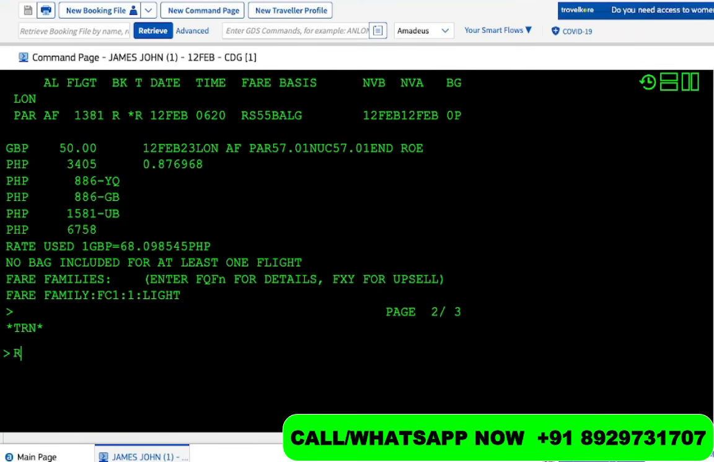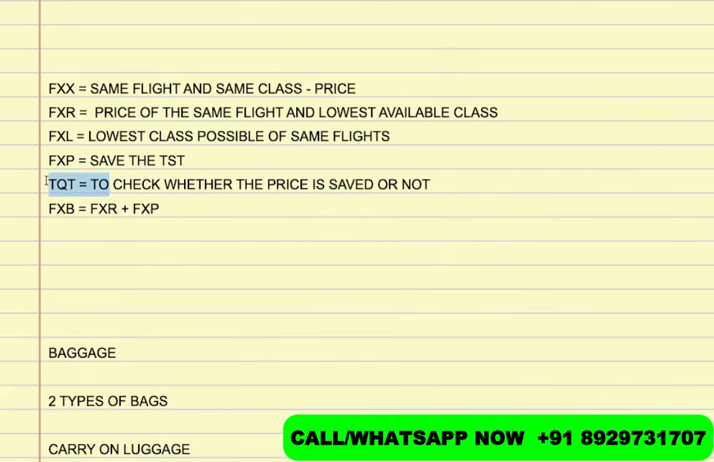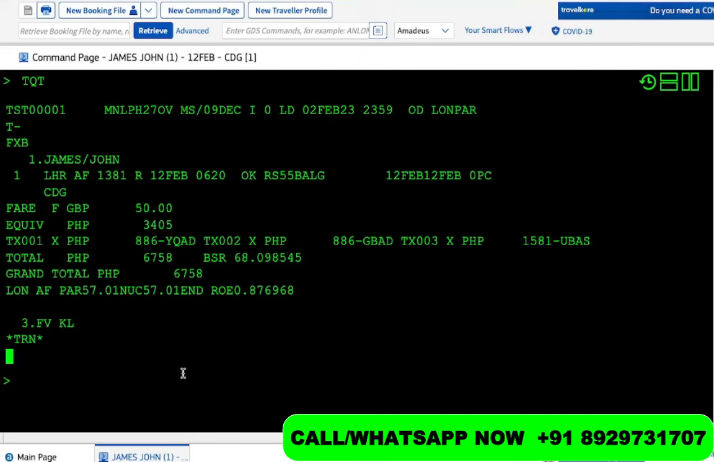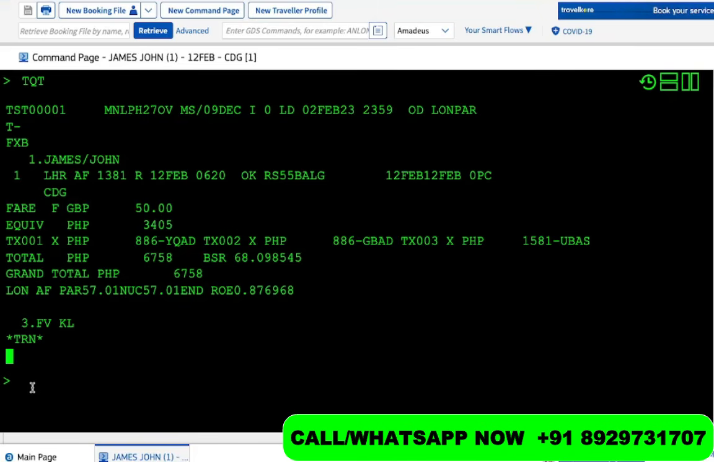Let's do RT and see. Yeah, see, R class is here, and whether the price is saved or not, we'll do TQT if you remember. TQT is a command that we use to check if the price is saved or not. So TQT, enter, here it is. The price has been saved. So if you want to save your time, you do FXB. Otherwise, you can do FXR. Once you are okay with the price, then you can save it.